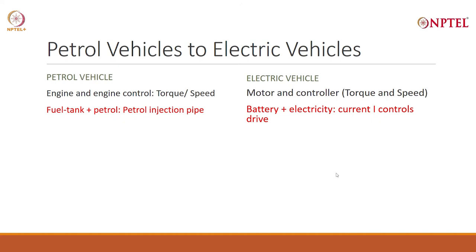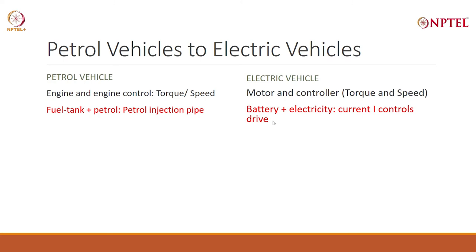So, remember the IC engine and engine control will be replaced by a motor and a controller for the motor. This controller is an electric controller. The second is there is a fuel tank and petrol for petrol injection pipe. Now, instead of fuel tank and petrol, you have a battery and electricity is stored in the battery. Just like petrol is stored in the fuel tank, you have electricity stored in the battery, and then you do current control drive. You control the current that goes to the motor, by which you can control the power, and from the power you can get the torque or speed that you really want. So, this is the first change. The engine and engine control become motor and controller, fuel tank and petrol become battery and electricity. So, the equivalent of a fuel tank is a battery.